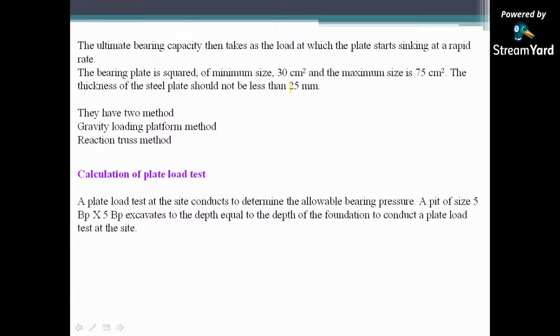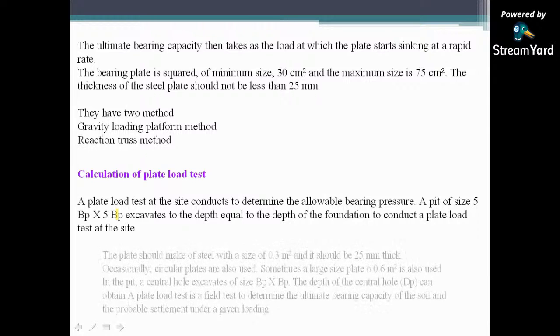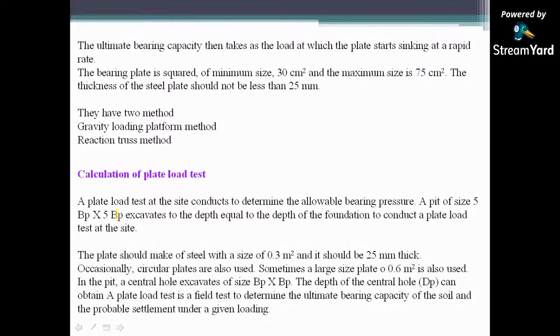The plate load test is conducted at the site to determine the allowable bearing pressure. A pit of size 5 Bp into 5 Bp is excavated, where Bp is the diameter, size, or width of the plate, to a depth equal to the depth of foundation to conduct the plate load test at the site. The plate should be made of steel with a size of 0.3 meters square and 25 mm thick.